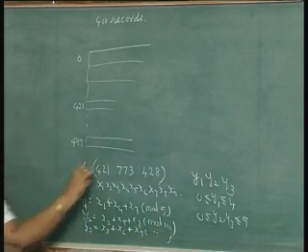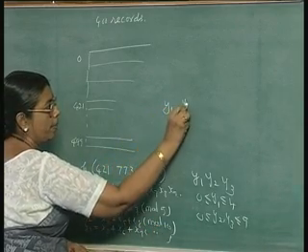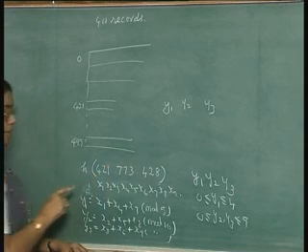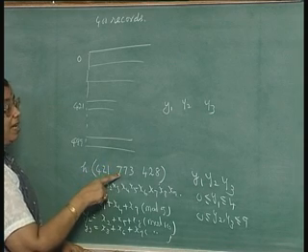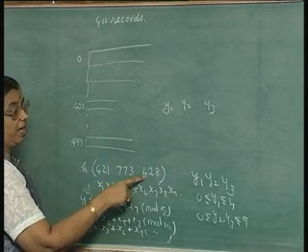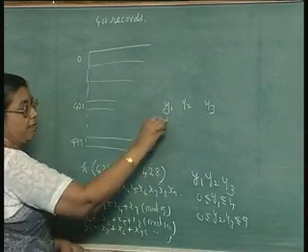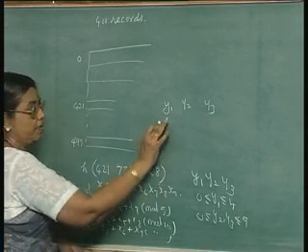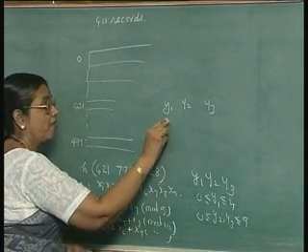So, in this case, what will be y1, y2, y3? In this case, 4 plus 7 is 11, 11 plus 4 is 15, 15 mod 5 is 1, sorry, 15 mod 5 is 0.